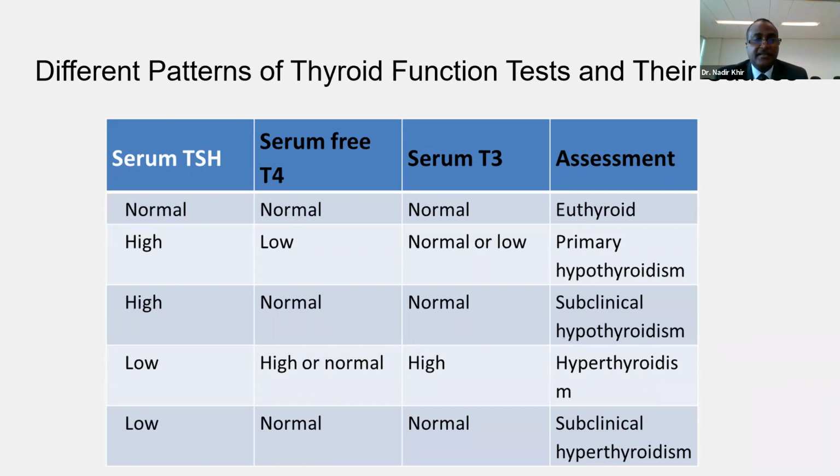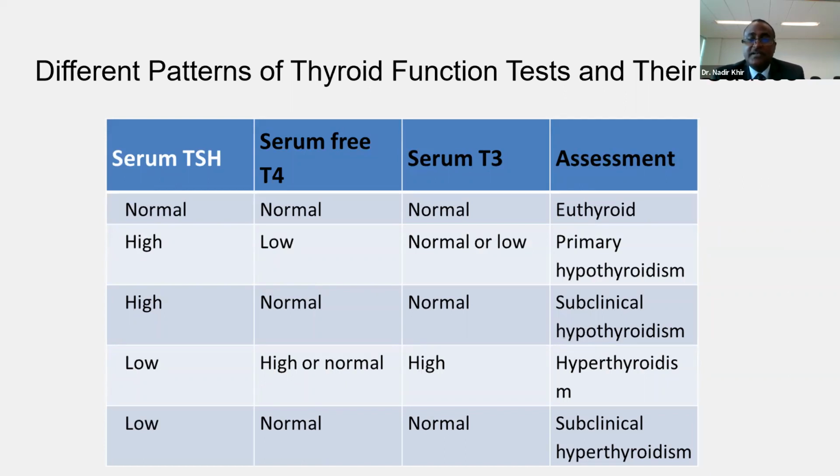If the TSH is high, then you expect something wrong with T4 and T3 because it cannot be high by itself. So yes, T4 is low and the T3 is low or normal, and this is primary hypothyroidism. TSH is high, but the T4 is normal, T3 is normal. As we said, this is subclinical. It did not reach to be clinical. It's not yet a problem to the patient. Might be symptomatic, might not be. So we have to be very careful to monitor these patients with subclinical hypothyroidism.